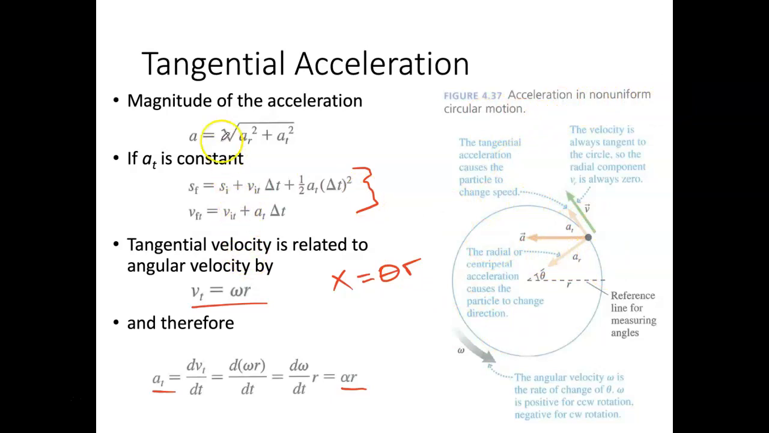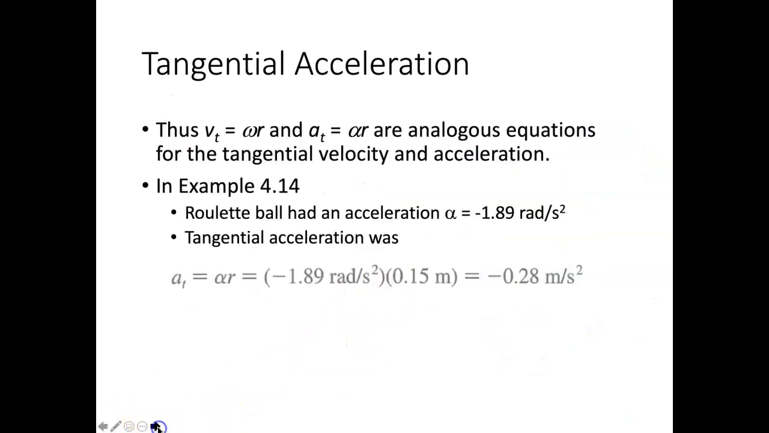I think earlier I said the acceleration is changing. It's not. It is constant, but our velocity is changing. So it is speeding up, and this guy stays the same length. Vt is equal to omega r and At is equal to alpha r. They're analogous for tangential velocity and acceleration.